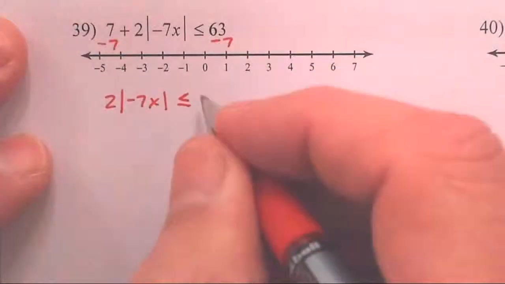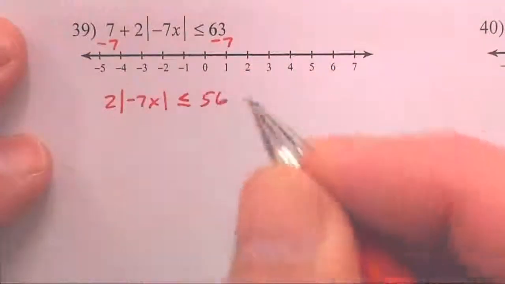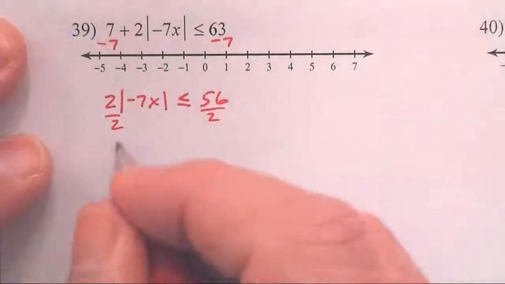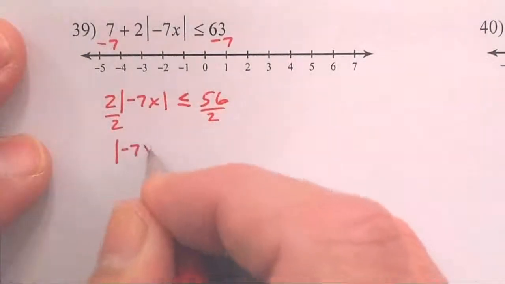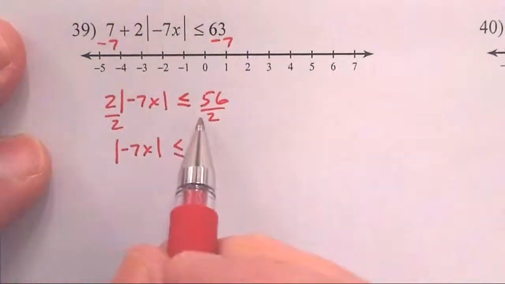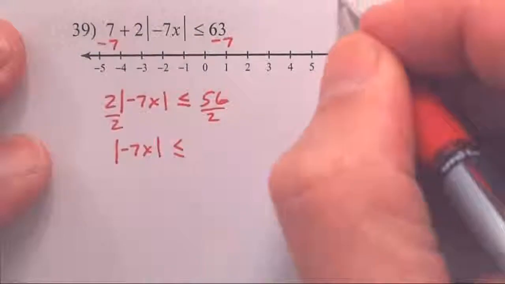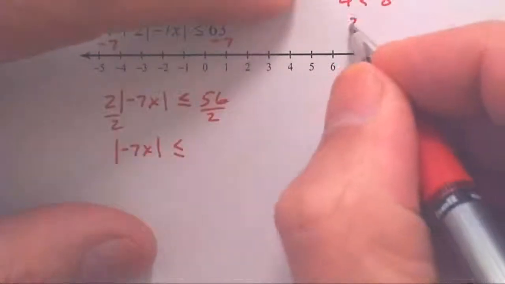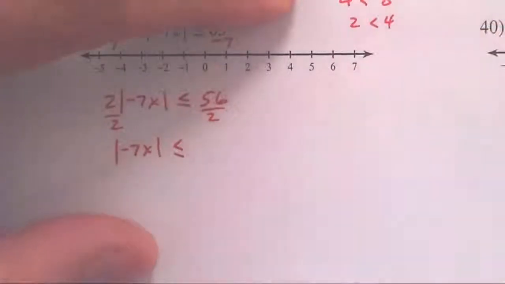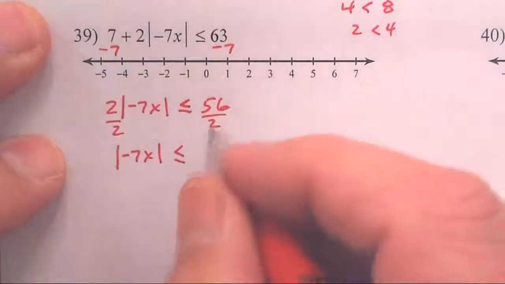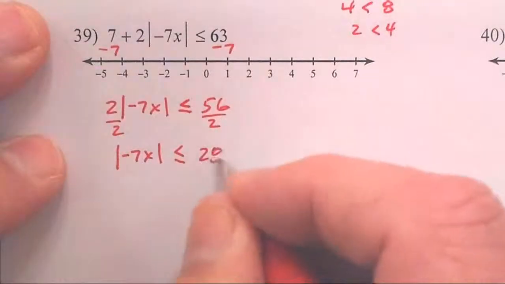63 minus 7, 56. I have to rescue 2 before I split and switch. Absolute value of -7x. When I rescue positives with division, signs don't change. For instance, 4 is less than 8. If I divide by 2, I get 2 is still less than 4, and that still works. So I get 56 divided by 2, 28.